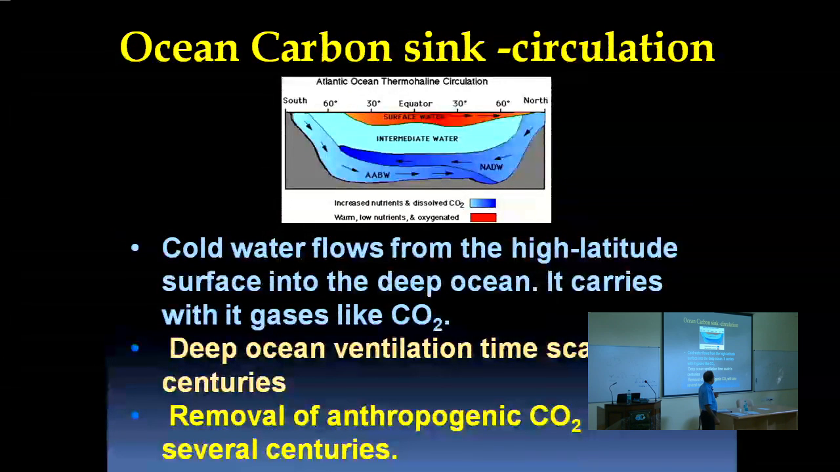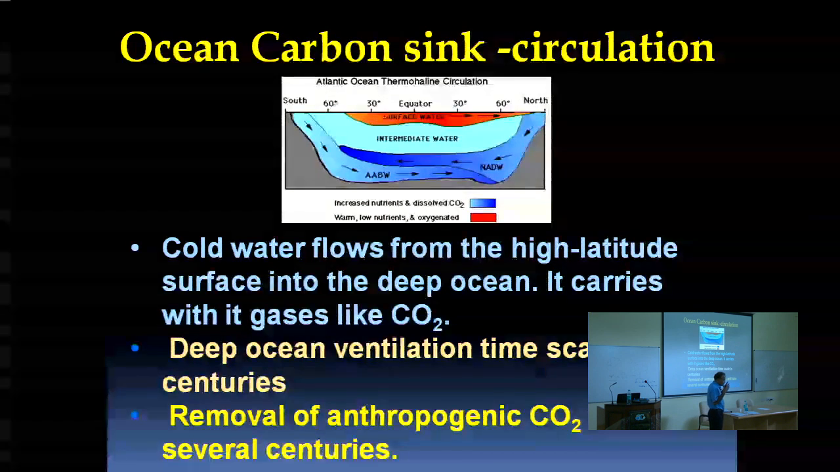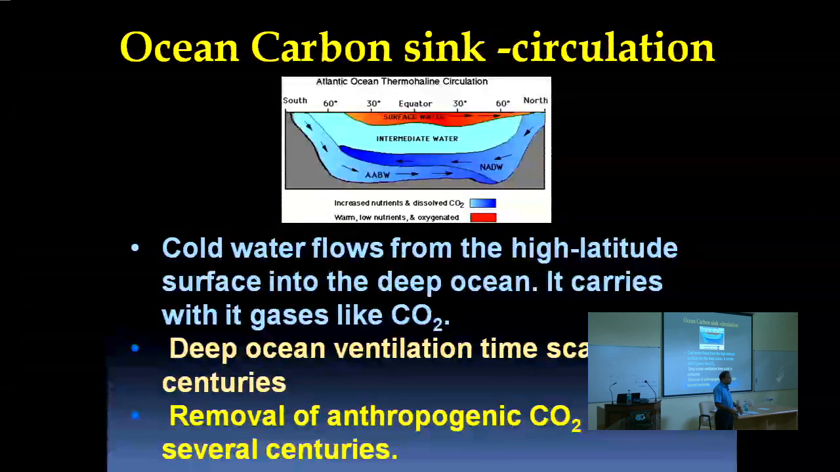So the circulation is very important, but the trouble is the deep ocean ventilation takes many centuries. So this is not a fast process. It cannot proceed faster. So removal of anthropogenic CO2 will take multiple centuries. If you rely on circulation, it's going to take a long time, because this is not something you can picturize as going quickly down. No. This proceeds on a very, very long time scale.